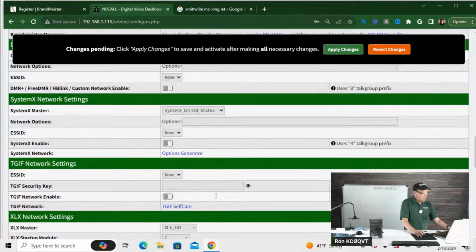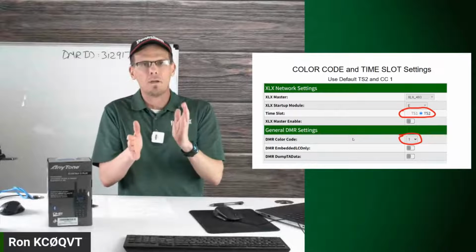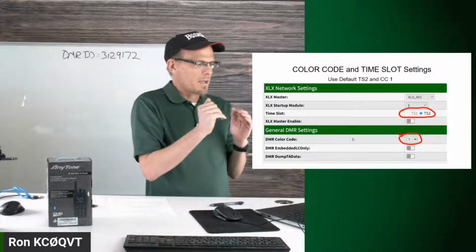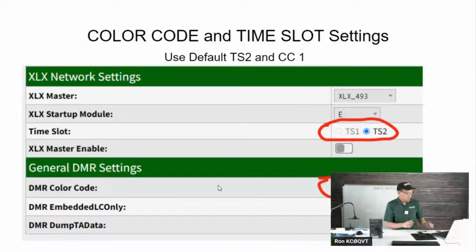And then the next step is to locate and make sure you're using time slot 2. Remember back when I started that DMR is 2 time slots, okay? We're going to be on time slot 2, okay? And then the color code is 1. Now, color code is akin to a PL tone in the analog world, okay? Most folks use color code 1. I'm going to use color code 1 here, but think of it like a digital version of a PL tone.